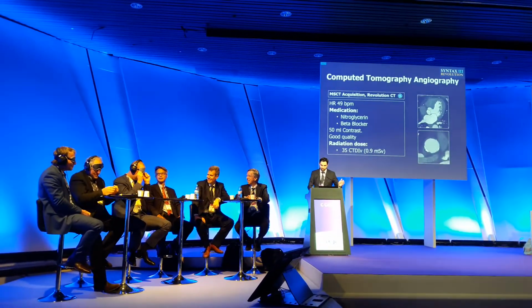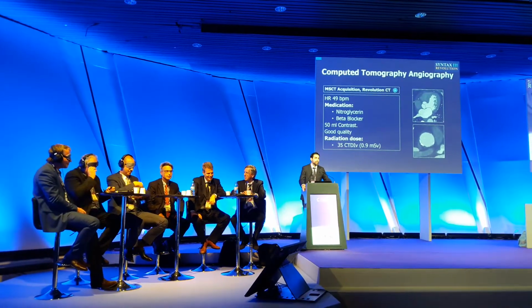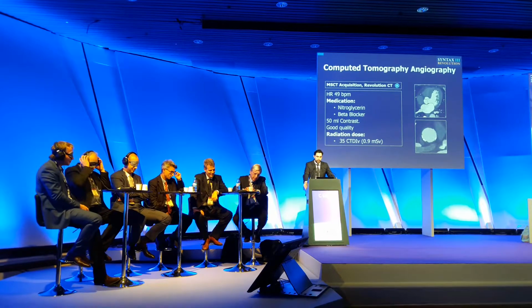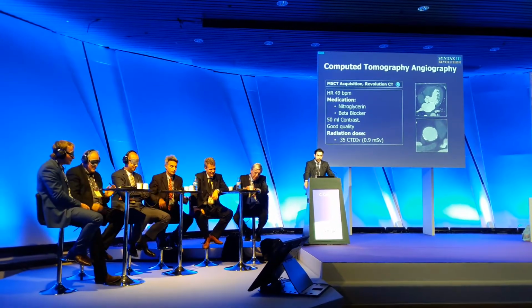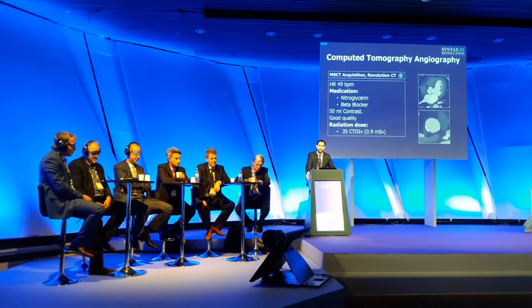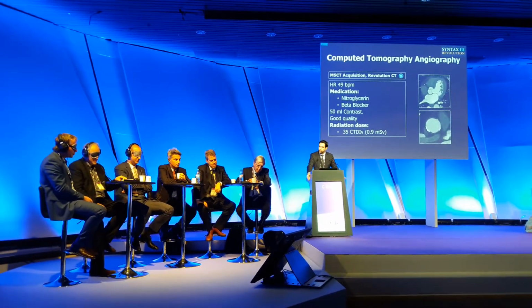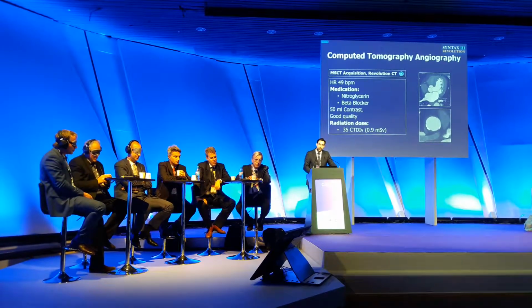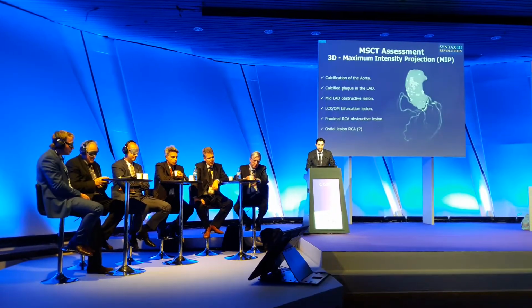Very good. Okay, so let's start with the presentation of the CT images. This CT was acquired, as the professor mentioned, with a Revolution CT scanner from GE. The CT was acquired with 49 beats per minute. Nitroglycerin and beta blockers were used prior to the image acquisition with 50 ml of contrast. The radiation dose with this scanner was 0.9 millisievert.